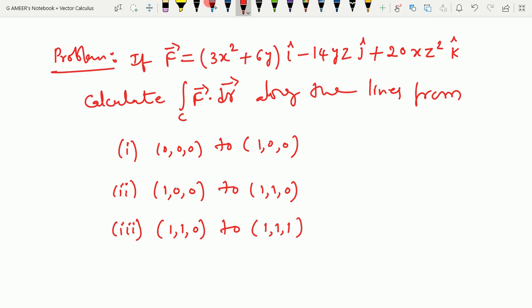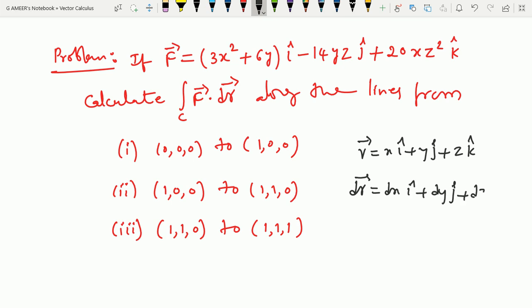Here also it is our wish: we can take the curve equations and do the integration in parametric form, or otherwise there is a simple way. So let us solve the first integral. Here we'll take simply the r vector and dr vector. So r vector is x i cap plus y j cap plus z k cap. Then what about dr vector? dr vector is equal to dx i cap plus dy j cap plus dz k cap.